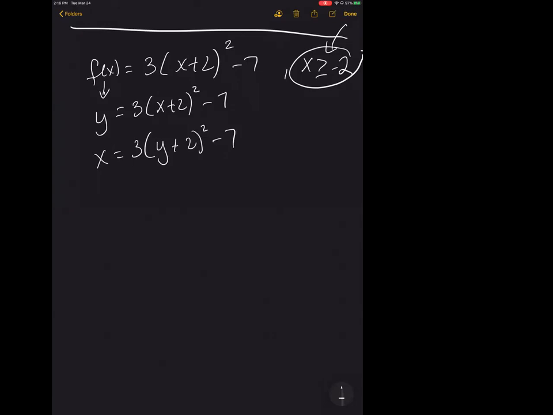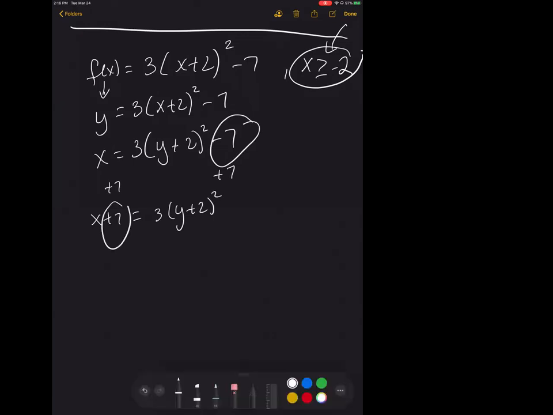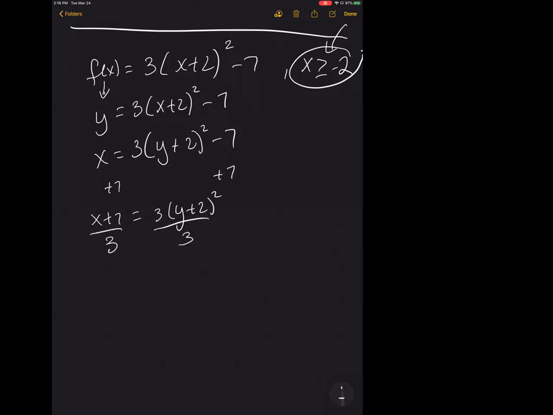And then you solve. So I'm going to take the 7 over for y. x plus 7 is equal to 3 times y plus 2 squared. In this original problem, I'm subtracting 7. The inverse is going to add 7. See how it's working the problem backwards? Then I'm going to divide by 3. So I have x plus 7 over 3 is equal to y plus 2 squared.